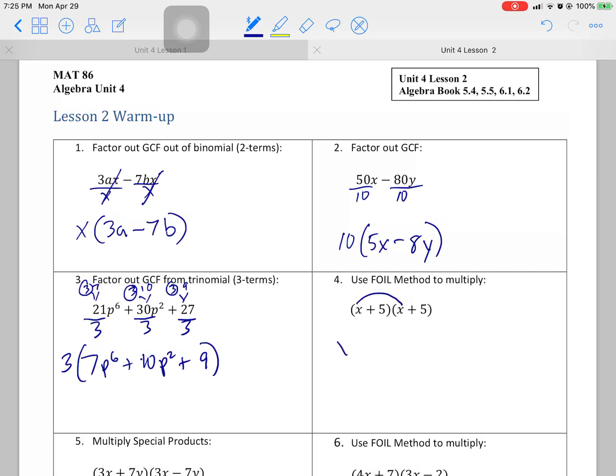All right, FOIL. First, x times x is x squared, right? The bases are the same, you add the exponents, you have 2. Then x, 5 times x, 5 times x. So this is first, outside, inside, last for FOIL. That's where FOIL comes from. And then you combine like terms if you need to. Both of these have 1x, so you can combine them.